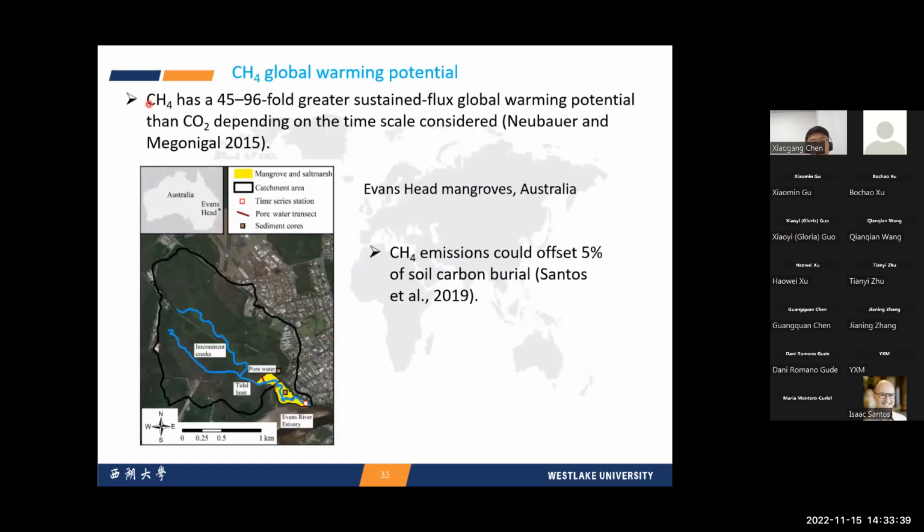We know that CH4 has a 45 to 96 fold greater global warming potential than CO2. So we checked this. We summarized several study cases and estimated the CH4 emissions. For this study site, the authors estimated that the CH4 emissions could offset 5% of the soil carbon barrier in these mangroves.